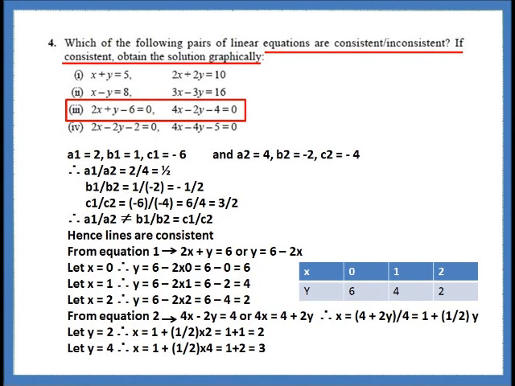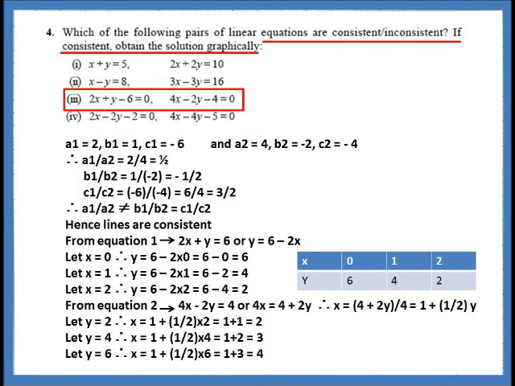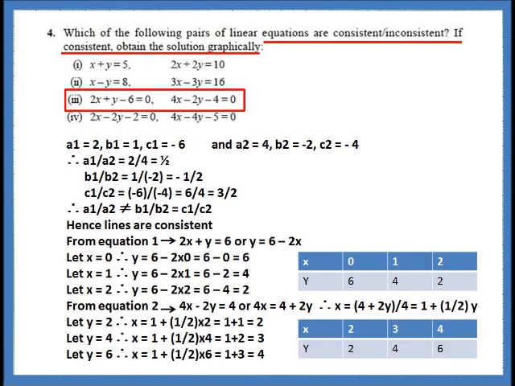Let y is equal to 4, therefore x is equal to 1 plus 1 by 2 multiplied by 4. So this is equal to 1 plus 2, so this is equal to 3. Let y is equal to 6, therefore x is equal to 1 plus 1 upon 2 multiplied by 6. So this is equal to 1 plus 3, that is equal to 4.